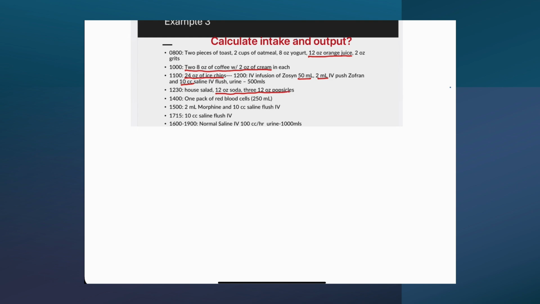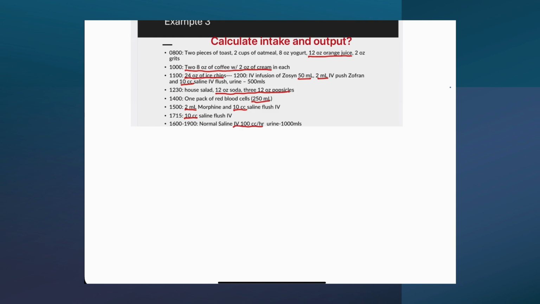At 1400, they had a pack of red blood cells, which is 250 mLs. At 1500, they had 2 ml morphine, and they had 10 cc's of saline flush. At 1750, they had 10 cc's of saline flush, so we're going to highlight that. And then at 1600 to 1900, they had 100 cc an hour normal saline infusion going on. So remember that cc's is the same as mLs.